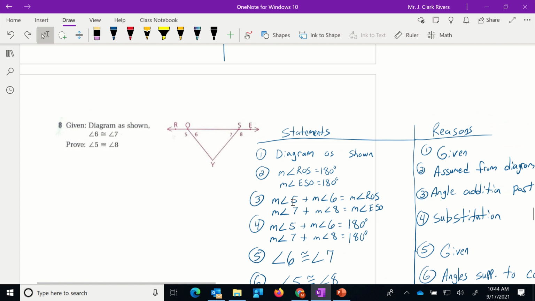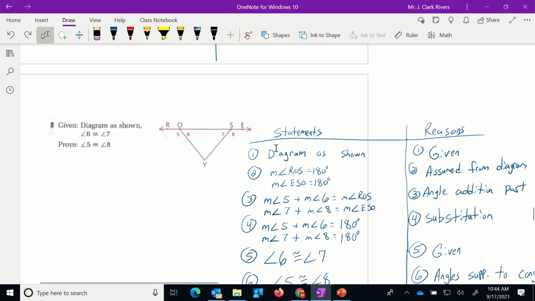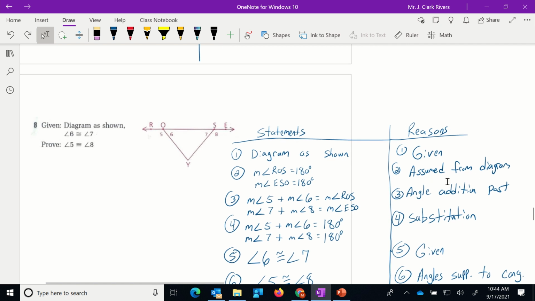So here's how I did it. I got the diagram as shown. That's given. The measure of angle ROS equals 180 degrees. The measure of angle EOS equals 180 degrees. You could write assume from the diagram. You could say forms a straight angle. You could write straight angle, something like that, just to show that we have straight angles in ROS and ESO.